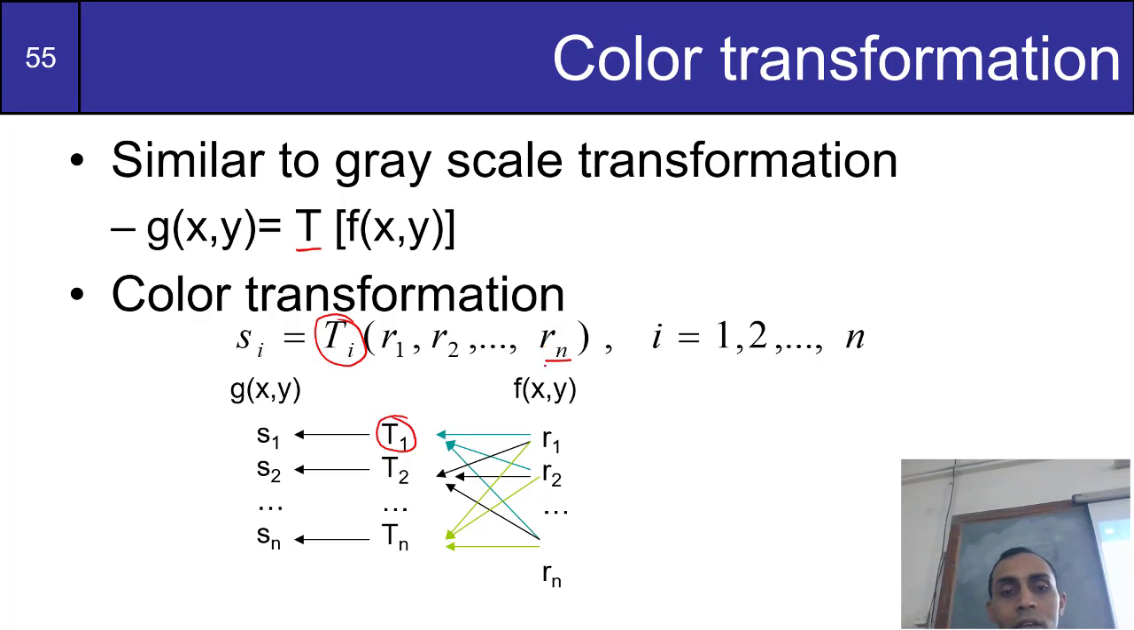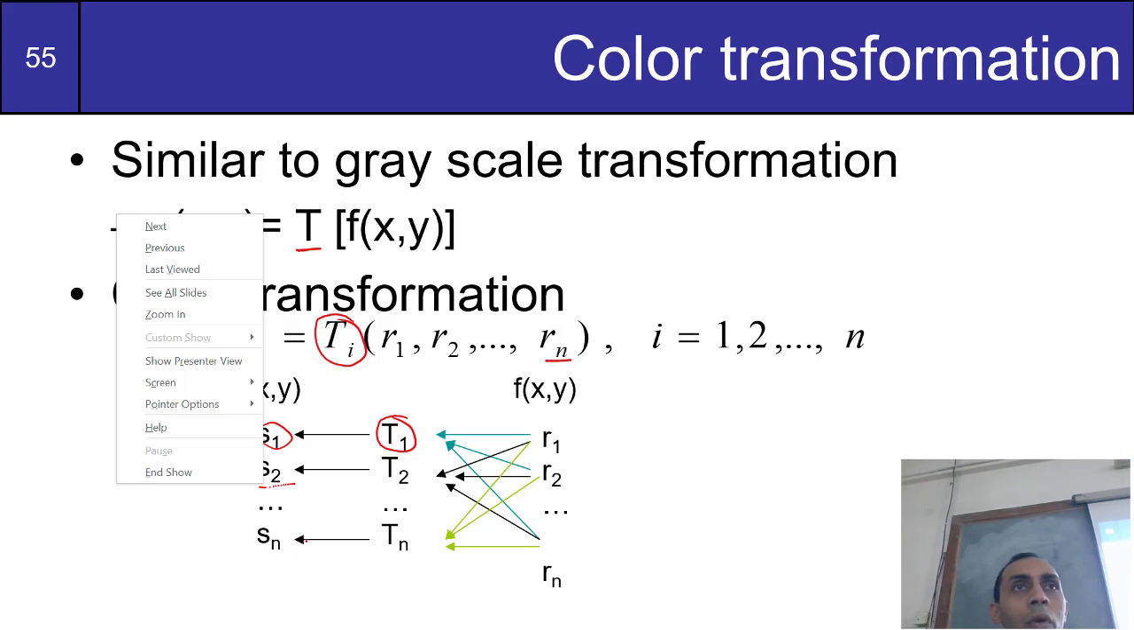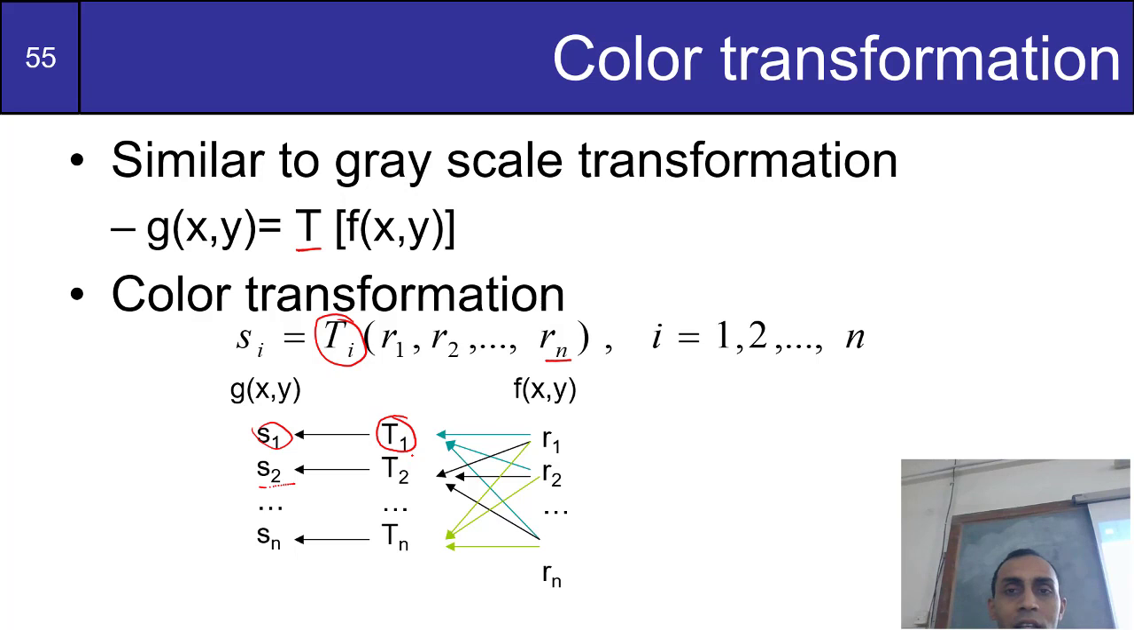So in this case, what we are showing is that the transformation function T1 is taking each color component and generating the first component S1 in the output. The second transformation T2 is taking each color component and generating the second color component in the output, and so on.